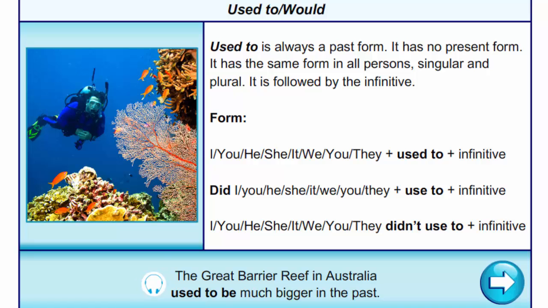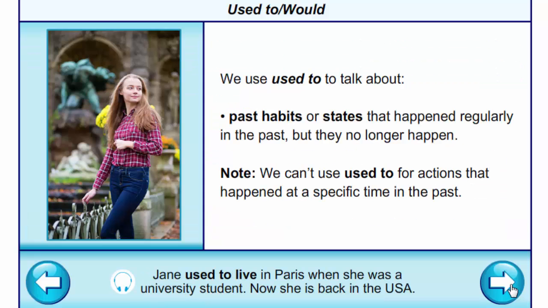In questions we use the verb did, used to plus infinitive, and in negations we use didn't, used to plus infinitive. The Great Barrier Reef in Australia used to be much bigger in the past. We use used to talk about past habits and states that happen regularly in the past, but they no longer happen. We can't use used to for actions that happen at a specific time in the past.